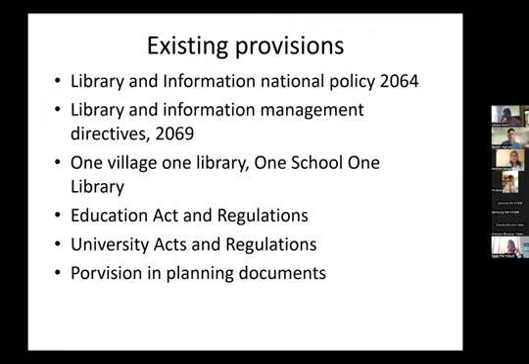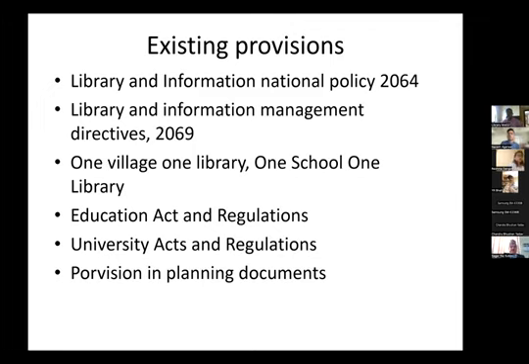It has 8 articles, and each article states about the National Library, public library, the role of the National Library, public library, academic library, and how to promote reading habits. And we have the Library and Information Management Directives 2069. It also describes how to establish public and community libraries at the local level, where and how to register the library, and the roles and responsibilities of the library management committee, etc.